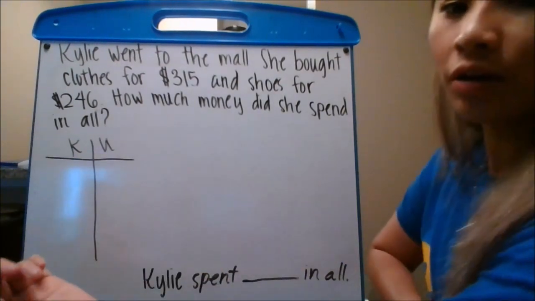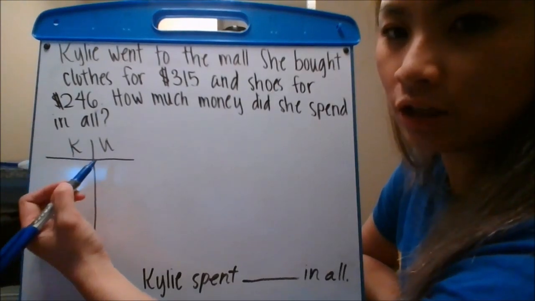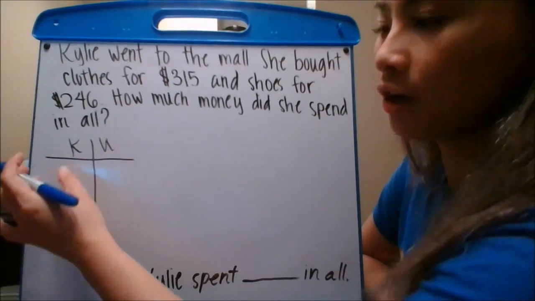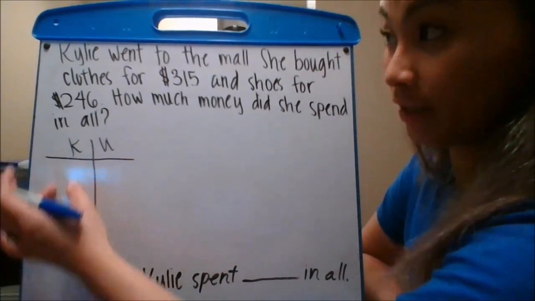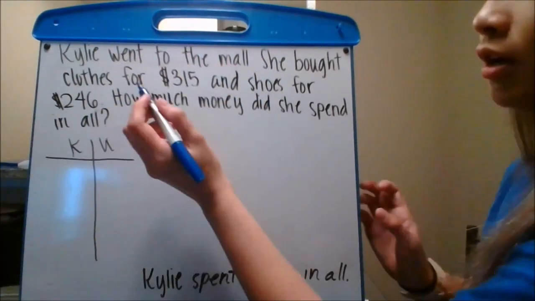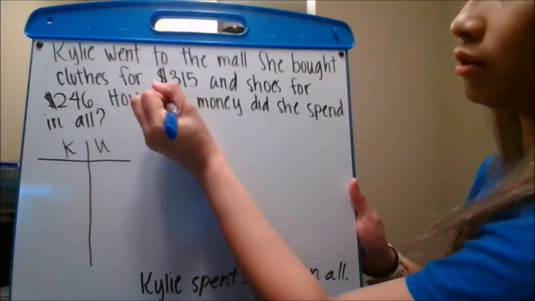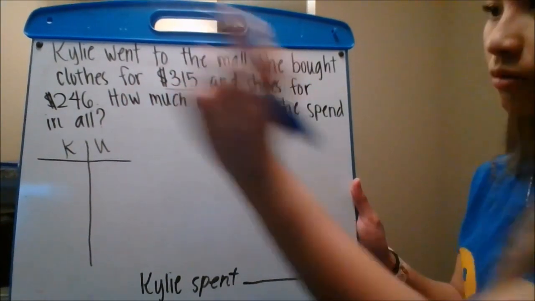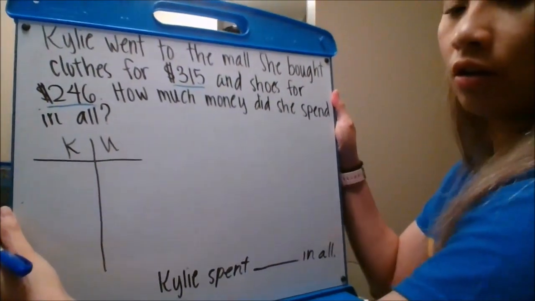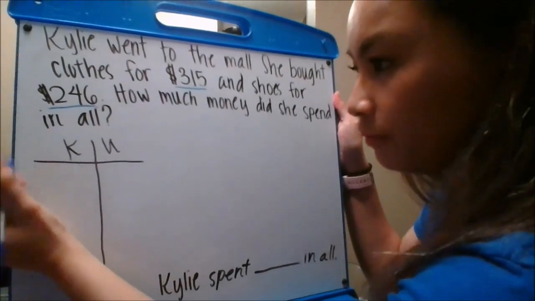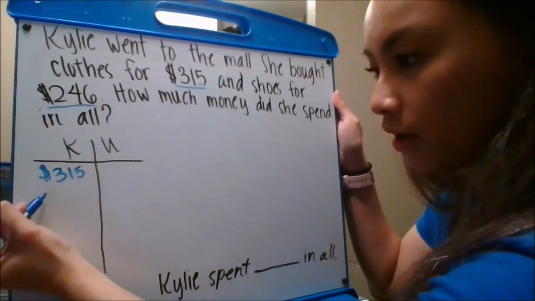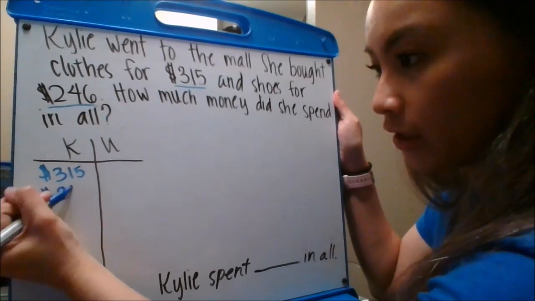All right, so I made this chart right here with the K and the U. The K stands for known and the U stands for unknown. Over here on this side of the chart with the K, I'm going to put down all the information we know from this problem. So we know that Kylie spent $315 on clothes and $246 on new shoes. So right here on the K, we can go ahead and put 315 and 246.